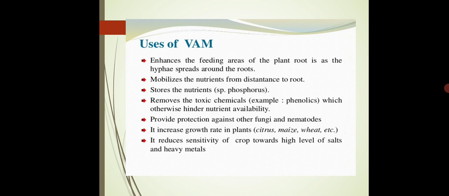Now what is the use of VAM? VAM, it enhances the feeding area of the plant root as the hyphae spreads around the roots. तो ये जैसे इसके हाइपी या इसकी माइसेलियल ग्रोथ होती है तो ये कंप्लीटली रूट का एरिया ऑक्यूपाई कर लेती है. एज इट ऑक्यूपाइज द रूट एरिया, सो इट सर्व्स एज अ न्यूट्रिएंट फॉर द प्लांट so that there is proper growth of the plant. This is the first use. Second, mobilizes the nutrients from distances to roots.